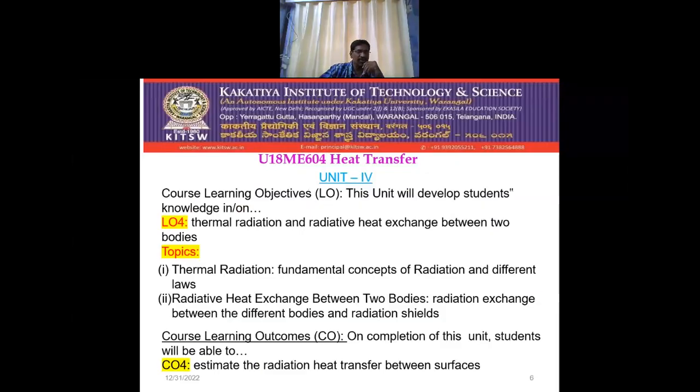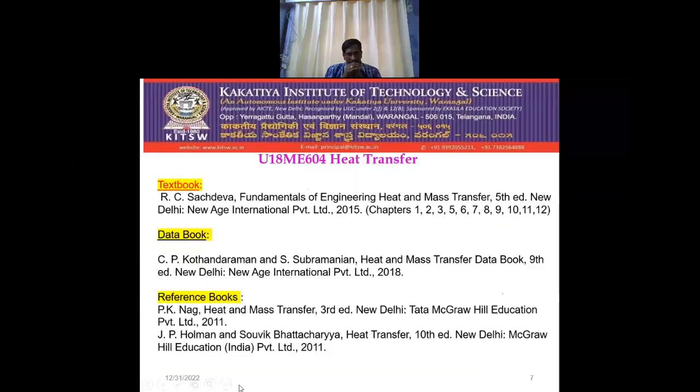And in this course, you are going to discuss various topics like thermal radiation, where fundamental concepts of radiation with different laws, as well as radiation exchange between two bodies, as well as radiation shields. Radiation shields are very important applications of radiation, and there the heat transfer due to radiation plays an important role. And hence, we'll discuss only one component, that is radiation shields.